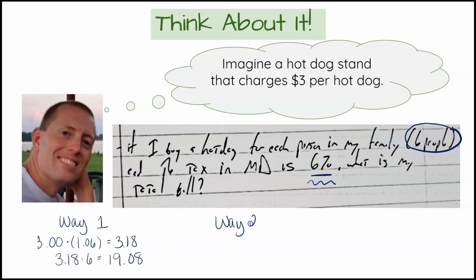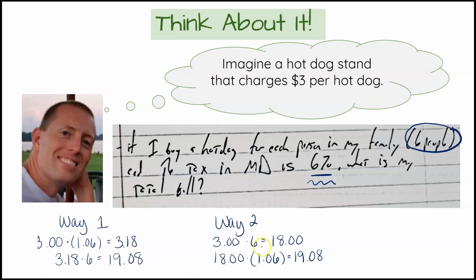But I didn't do it that way. I did it the second way. And I think this is a little bit easier. So I can take $3 per hot dog and multiply that by 6, which would give me $18. And then I have to add the sales tax onto that. And so $18 times 1.06 is $19.08.